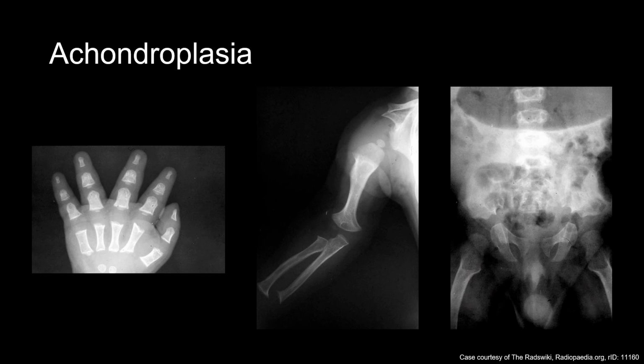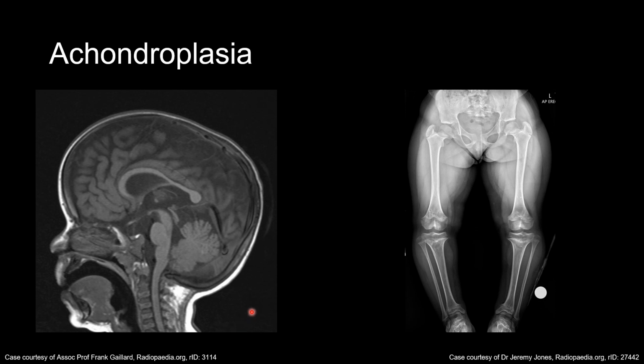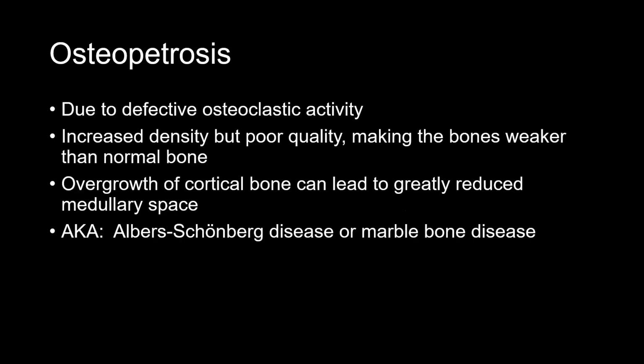A few more examples for achondroplasia would be the narrowed foramen magnum. So you can see there's less room for the spinal cord and less room for the CSF flow. And then here, some of the bowing deformity and more severe shortening of the femurs relative to the tibia and fibulas. One other thing is the champagne glass pelvis. So you can see here it kind of forms the shape of a champagne glass.